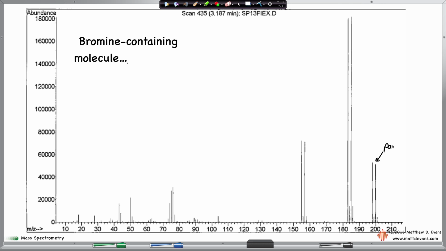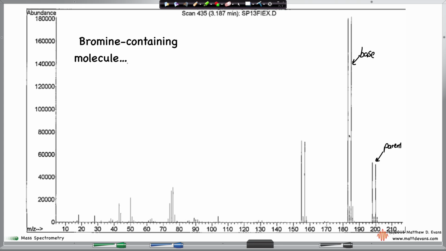Parent. Of course, this is going to be the base peak. That's the most abundant. And the parent peak contains bromine. I can tell that because these two peaks are spaced 2 atomic mass units apart, and they're approximately the same height, which means that, you know, it's bromine. I mean, we're talking about bromine 79, bromine 81.